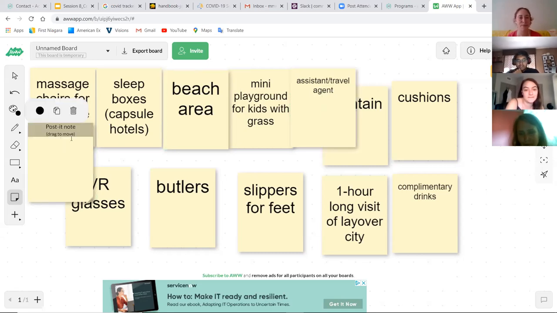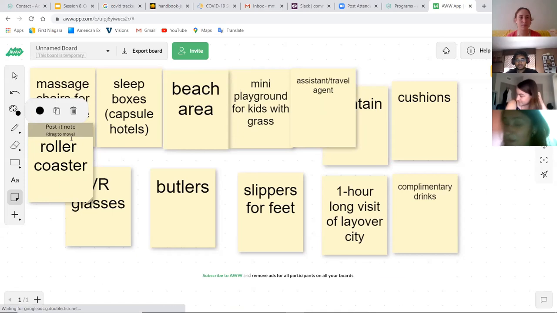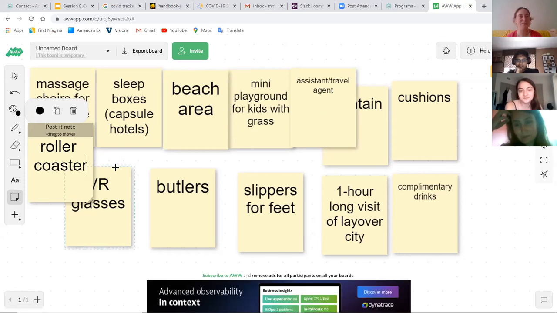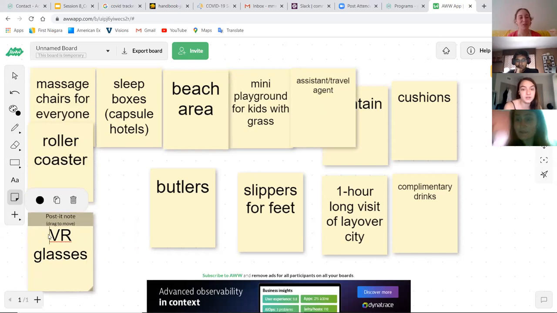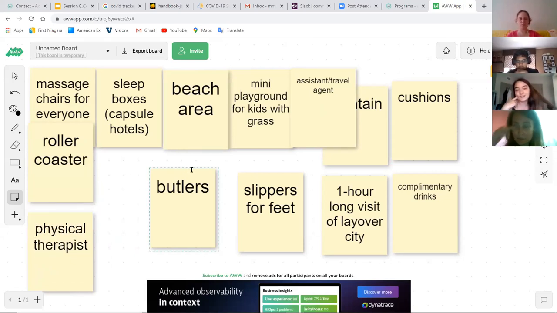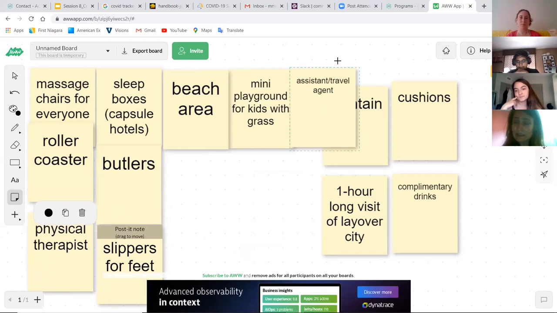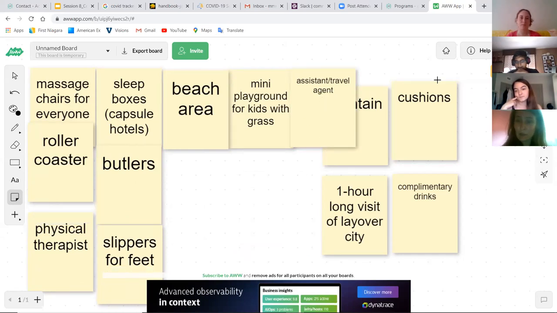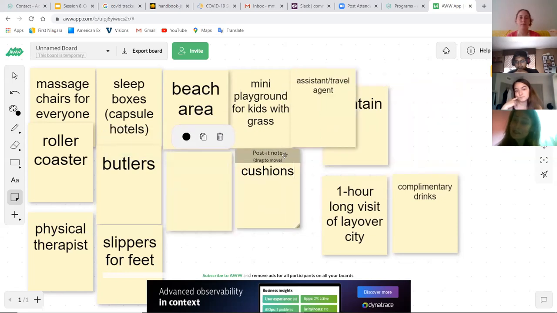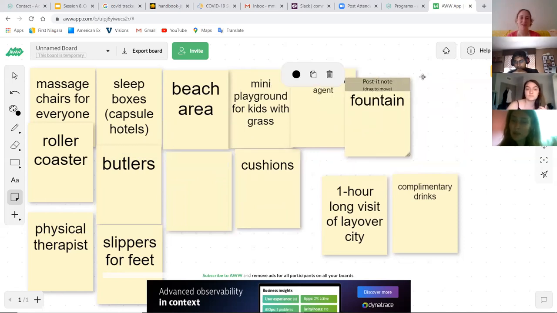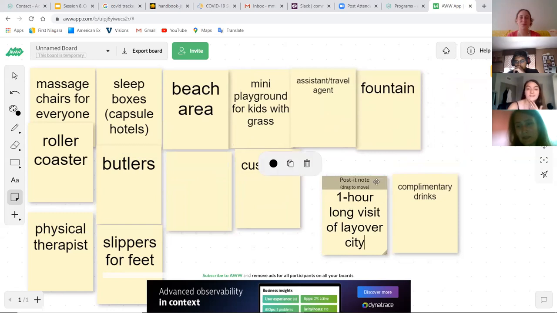Let's see. How about a therapist? Physical therapist. Oh, that's a very good idea. Yeah, you could do like pool therapy. For example, I've heard that some people, when they sit a long time, need assistance to break this back pain. If he had a physical therapist, they could give him a little massage or stretch for a while. It would be nice to have a physical therapist.